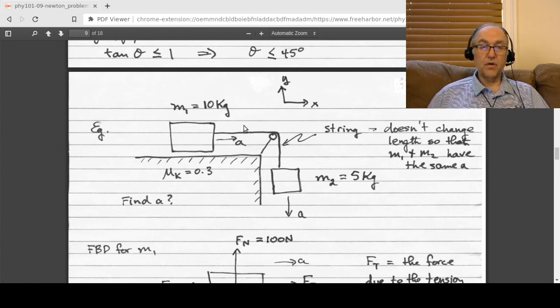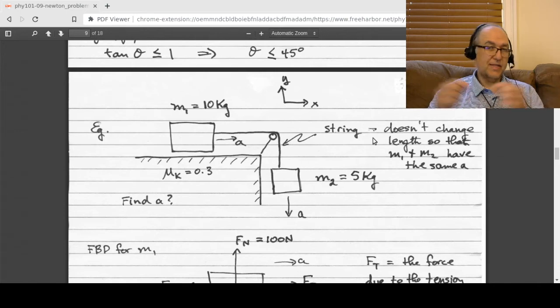I've tied the two together with a string. Here's my string, and the string goes over a pulley like that, and here's a table like that. And just to make the problem interesting, I said, you know what? There is a coefficient of kinetic friction between the table and this mass M1. These two are not touching, so there's no friction on M2, but there is friction on M1 because it's pushing up against the tabletop, which has a coefficient of friction of 0.1, and it's tied by a string. Now, a couple of assumptions here.